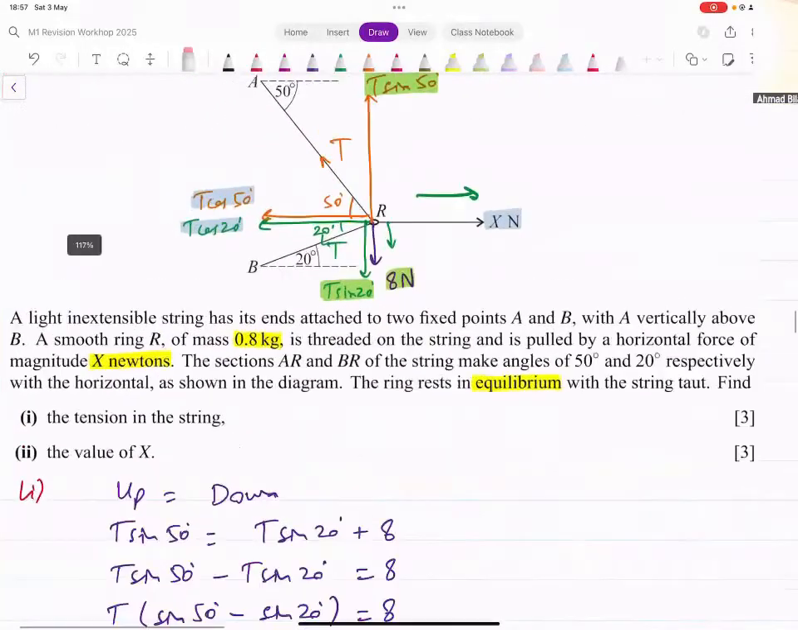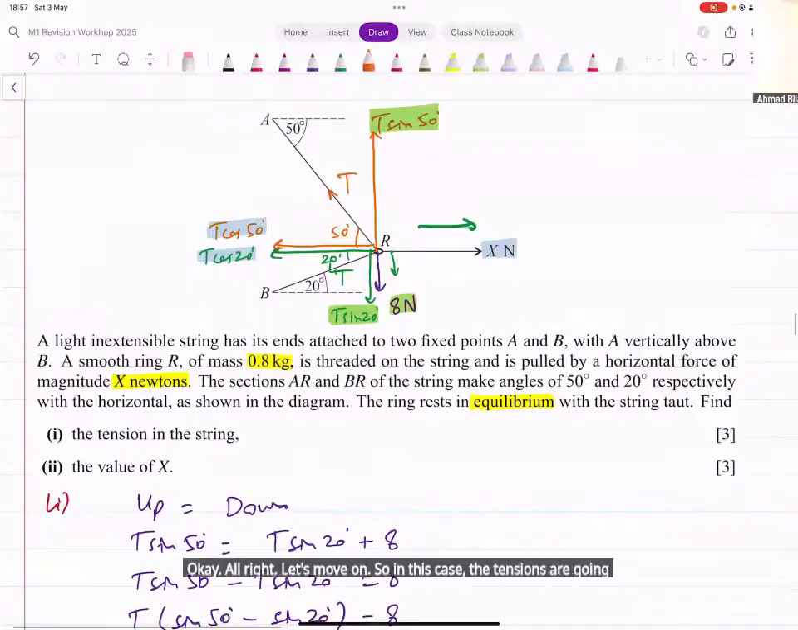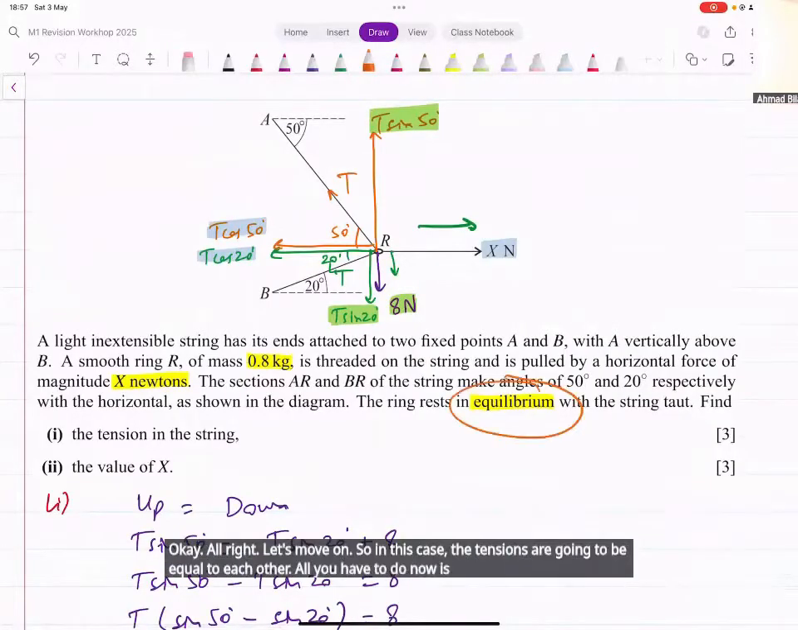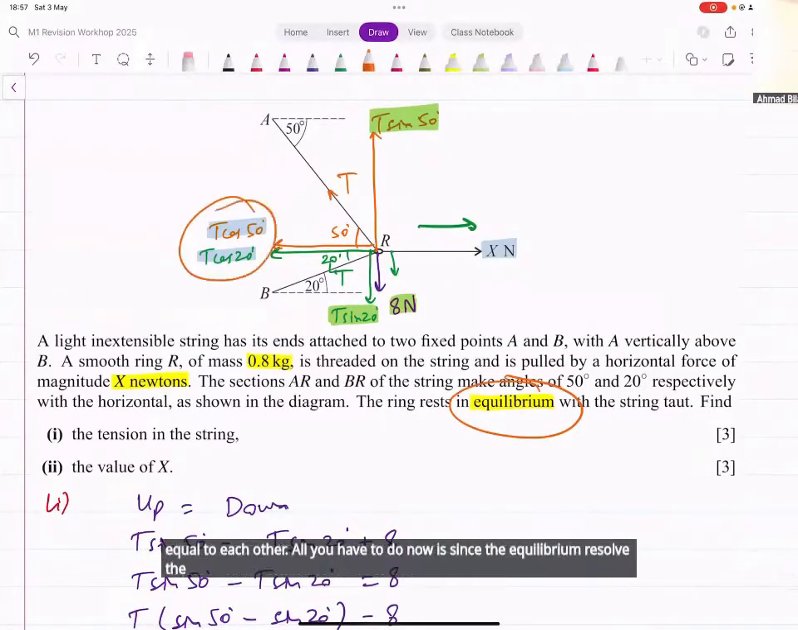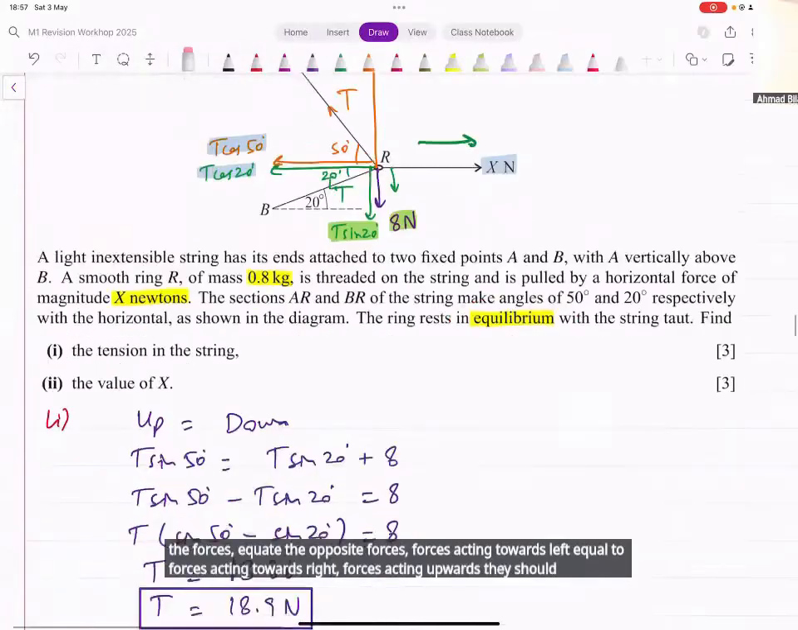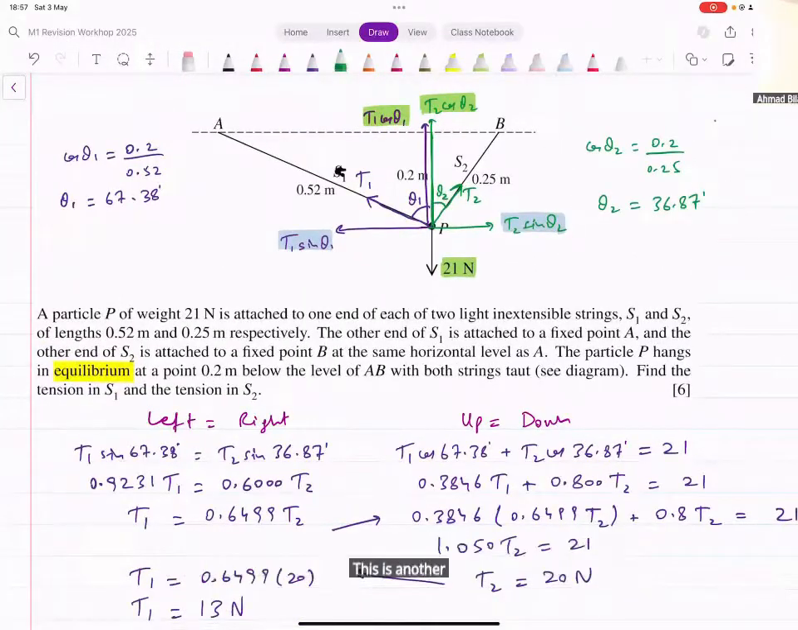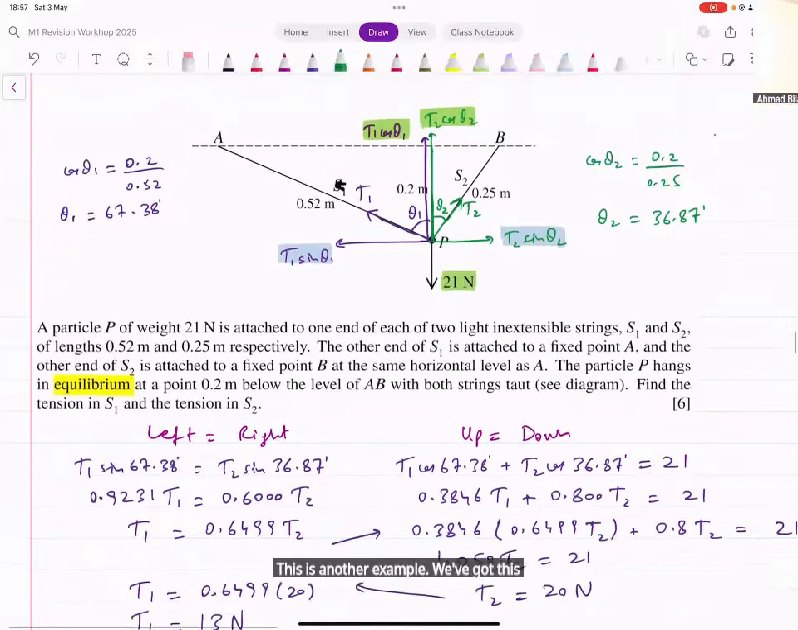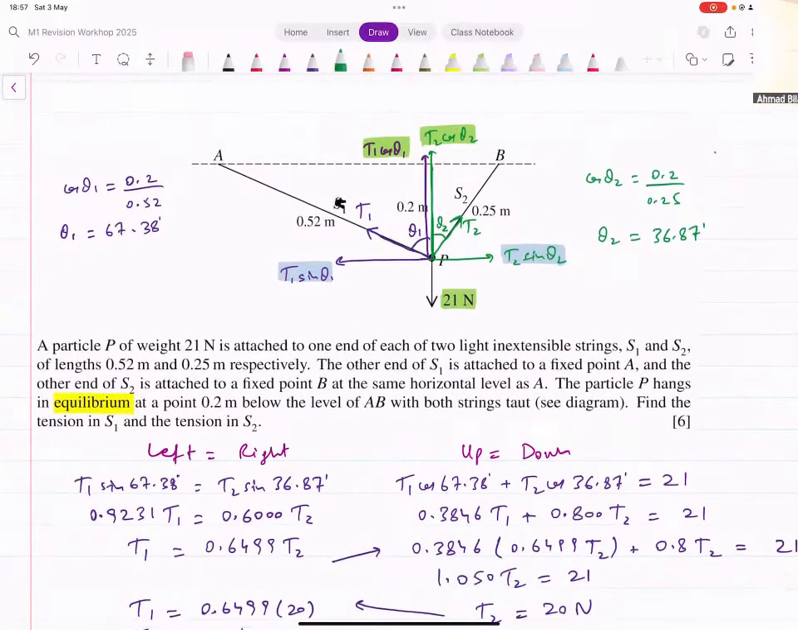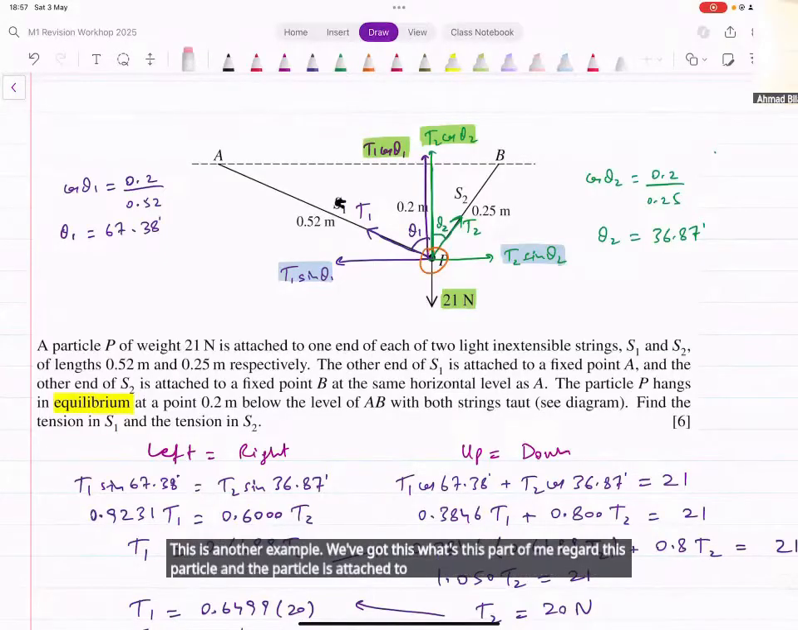So in this case, the tensions are going to be equal to each other. All you have to do now is, since it's equilibrium, resolve the forces, equate the opposite forces. Forces acting towards the left equal forces acting towards the right. Forces acting upwards should equal forces acting in the downward direction. This is another example. We've got this particle, and the particle is attached to two strings.